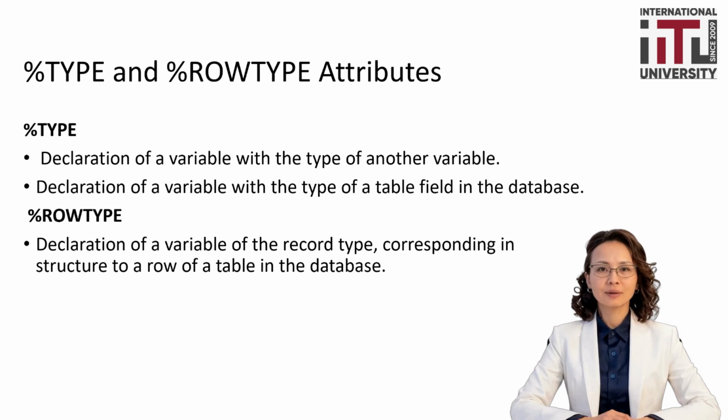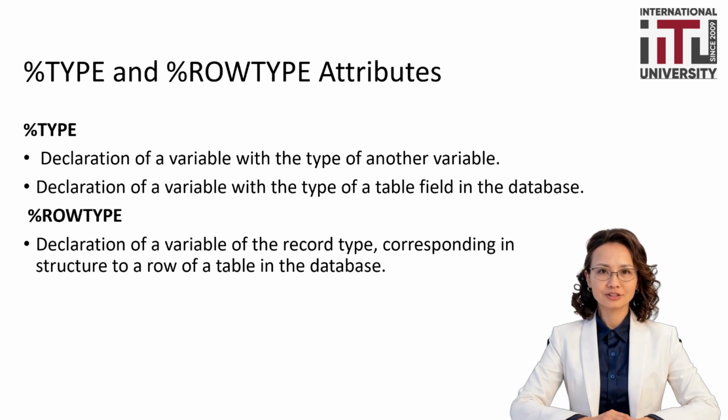Now let's talk about %type and %rowtype attributes in PostgreSQL. First, %type. It allows us to declare a variable with the same data type as another variable or column in a database table. This helps make our code more flexible and easier to maintain. If the data type in the table changes, our variable will automatically match it.